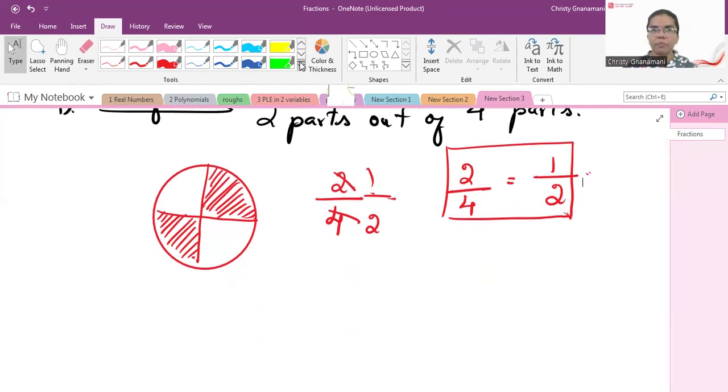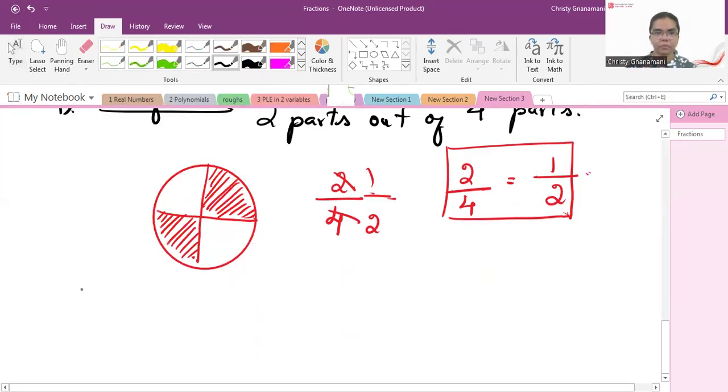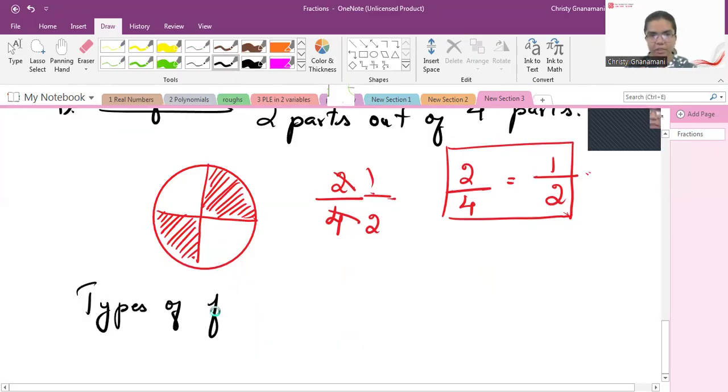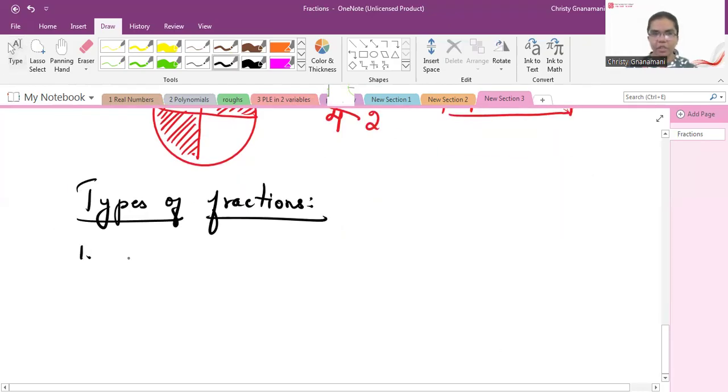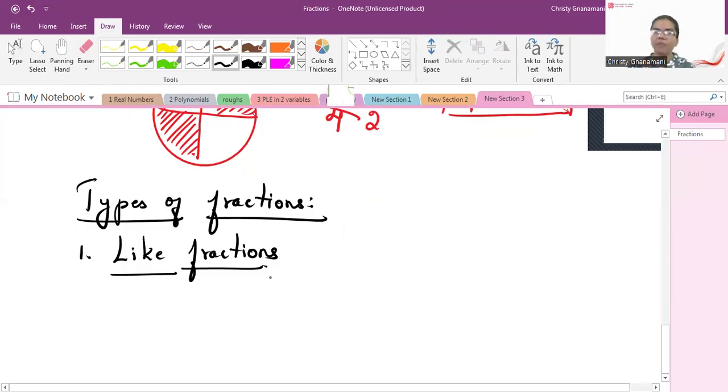So the next one is types of fractions. The first type of fraction is like fractions. What fractions are called like fractions? Fractions having the same denominator are called like fractions.